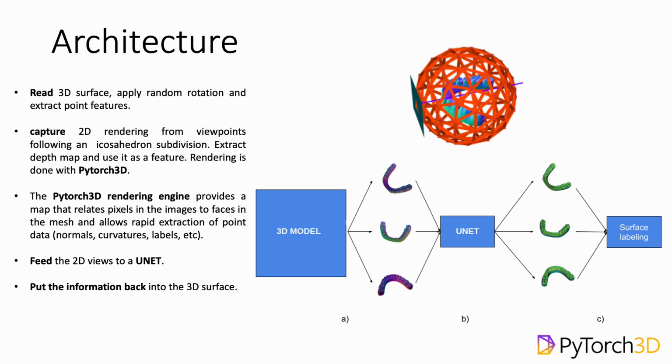Rendering is done with PyTorch3D, which is a library for deep learning that's specialized in 3D data. The PyTorch3D rendering engine provides a map that relates pixels in the image to faces in the mesh and allows rapid extraction of point data, for example normals, curvature, labels, etc. After rendering is done, the images serve as inputs for a 2D U-Net. After inference, the information has to be put back from the images to the 3D surface.